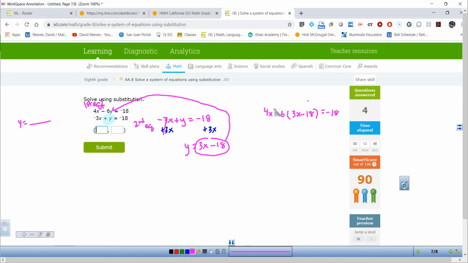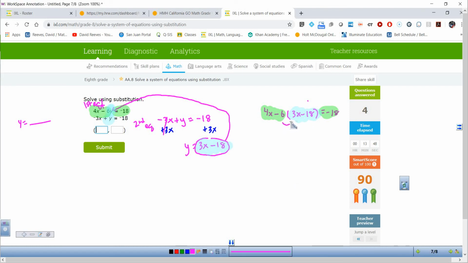All right, again, just to show you what I'm doing, here's my first equation. There's the 4x minus 6. There's the equal negative 18. But what did I do? I took out that y and I put what y was equal to from the second equation. In the second equation, y equals 3x minus 18. So I put that into my first equation.